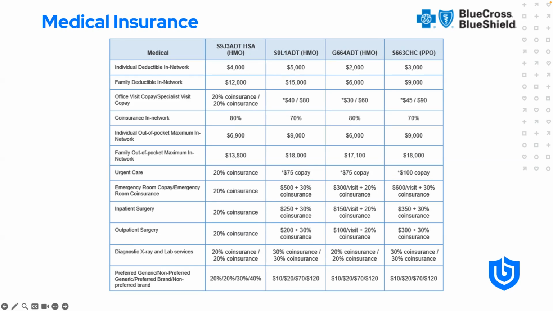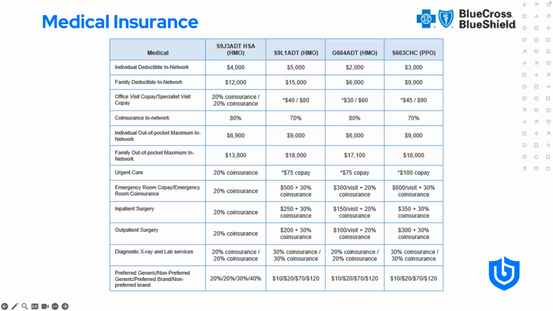So if you happen to have an emergency where you had to go to an emergency room, which is maybe the one that was nearest to you, and it's out of network, you're still going to receive care and still be covered. If you are enrolling in one of the HMO plans, you will need to designate a primary care physician that's within the HMO network during your enrollment process.